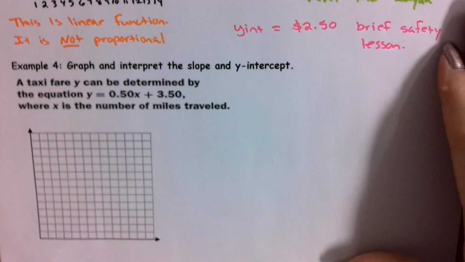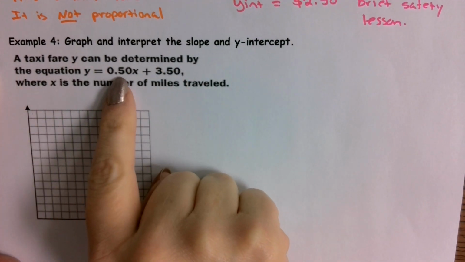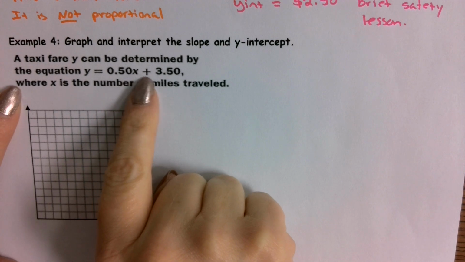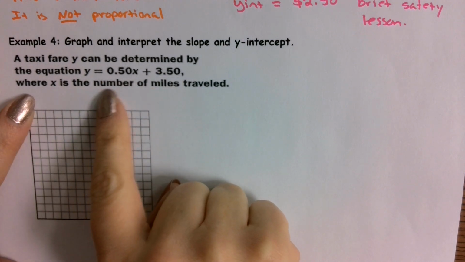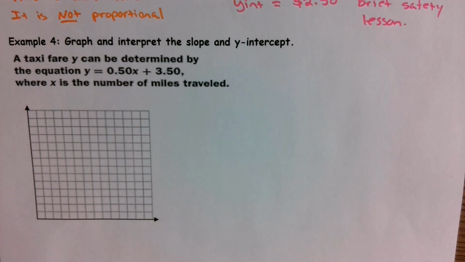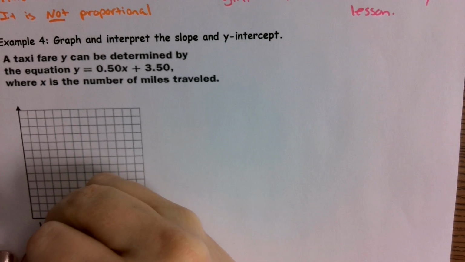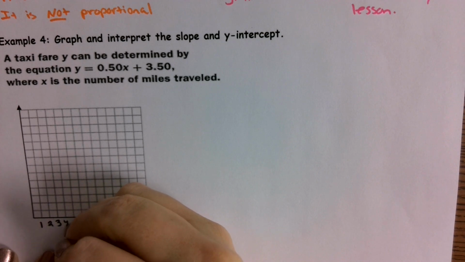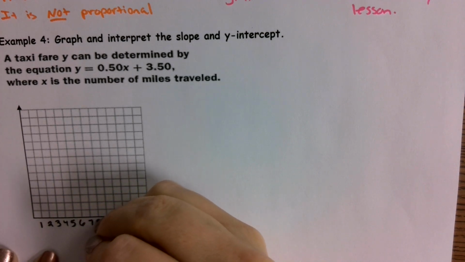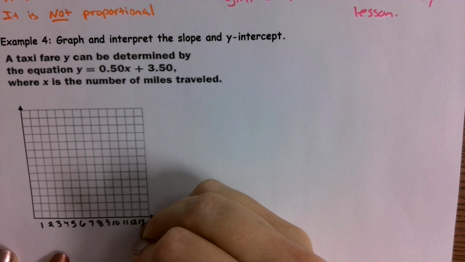All right, let's go ahead and go over it. A taxi fare y can be determined by the equation y is equal to 0.50x plus $3.50, where x is the number of miles traveled. So we want to go ahead and graph this information. I'm going to go ahead and write down my graph here. I'm going to count each of my x values as a value of 1. So 1, 2, 3, 4, 5, 6, 7, 8, 9, 10, all the way up to 14.